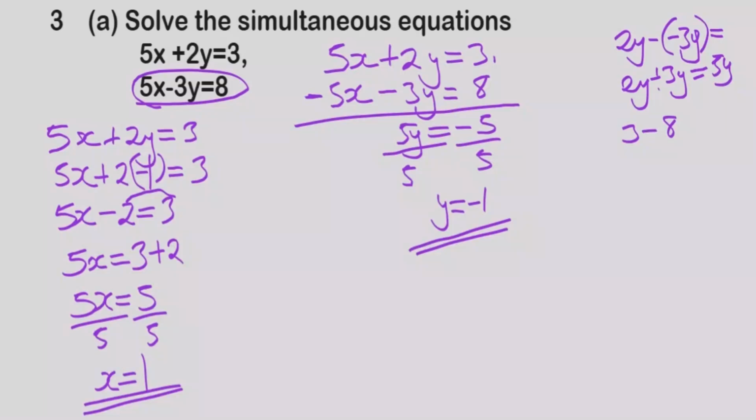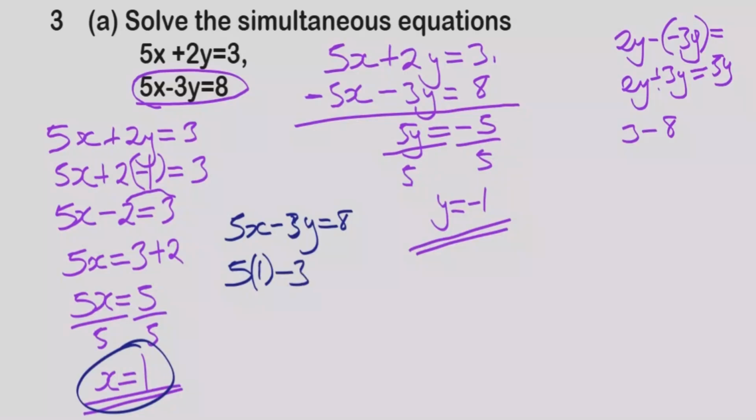So to prove, we're going to say 5x minus 3y is equal to 8. Okay, so what do we do? Where there is x, we put the value of x, which we got as 1. So we say 5 times 1, where there is x, we put 1, minus 3. Then where there is y, we put the value of y, which we got earlier, which is negative 1. Close bracket is equal to 8.